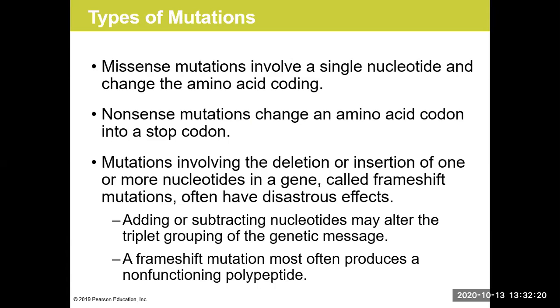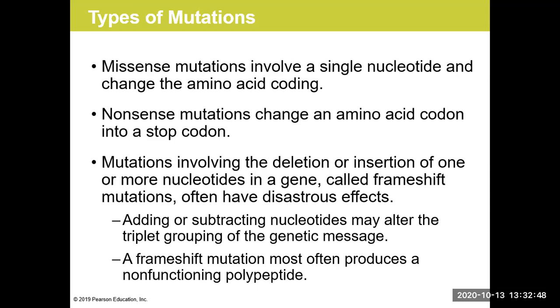The first one is a missense mutation. It is a point mutation, that means a single nucleotide change causes a change in the amino acid, so one amino acid gets replaced by another. The second type is a nonsense mutation, where because of a mutation, an amino acid codon changes into a stop codon. So the protein gets stopped there. That is a nonsense mutation.